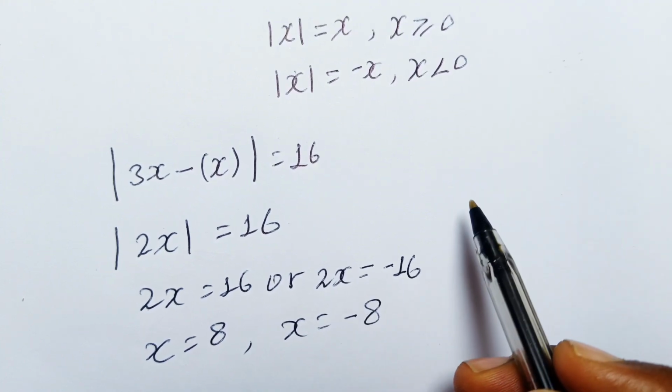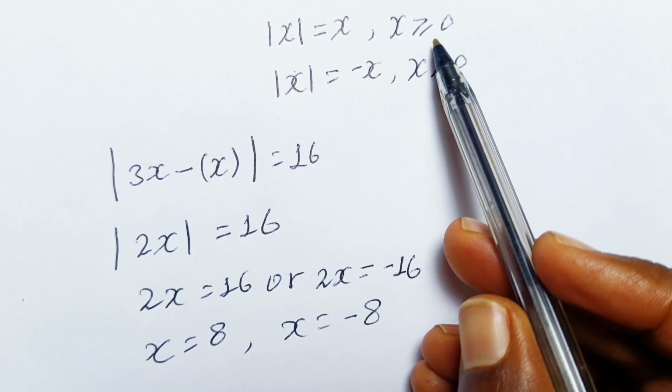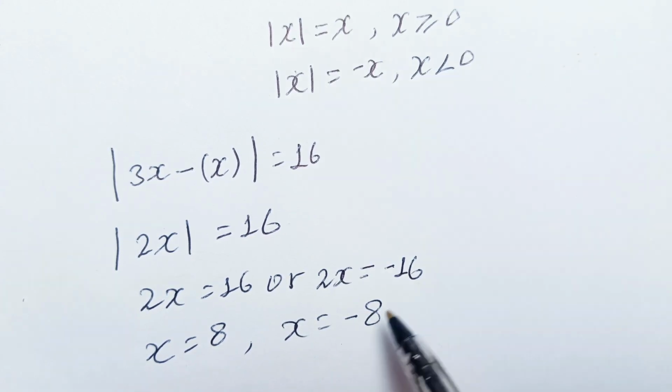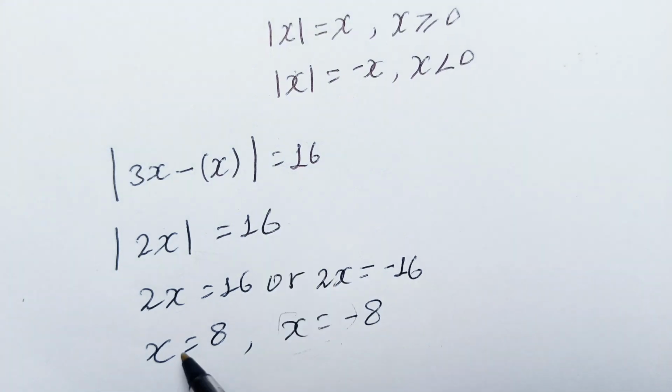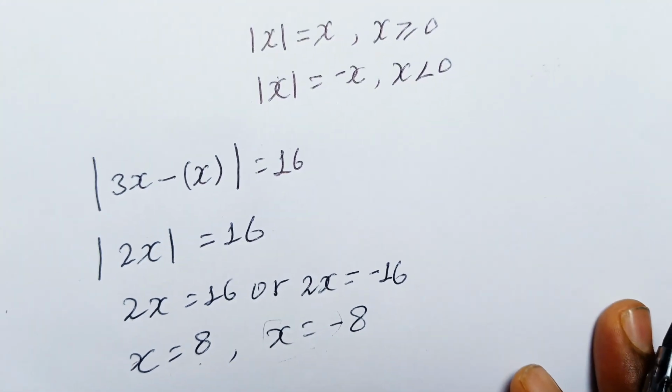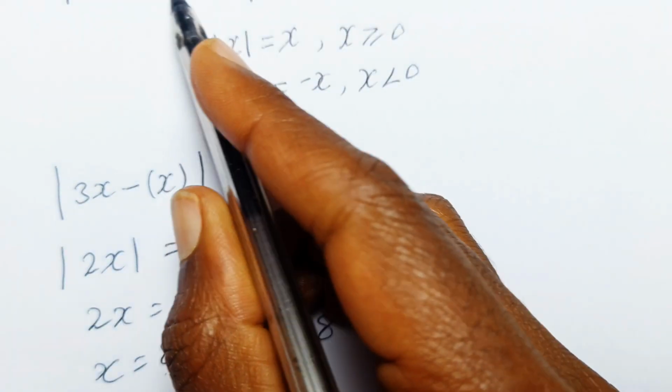So in the first condition, x is positive, when x is greater than or equal to 0. So this is less than or equal to 0, so this is not a solution for this condition. The solution is only x equals 8. So from the second condition, let's solve this absolute value.